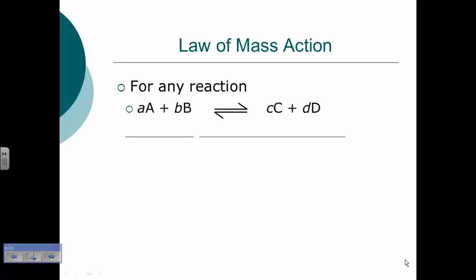Let's put that into a more general form, known as the law of mass action. We'll make up a general equation, reactant A with its coefficient of small letter a, plus reactant B with its coefficient of small letter b, is in dynamic equilibrium. Notice the double arrows. A double arrow, best I could. Creating products C and D with their respective coefficients represented by small letters.